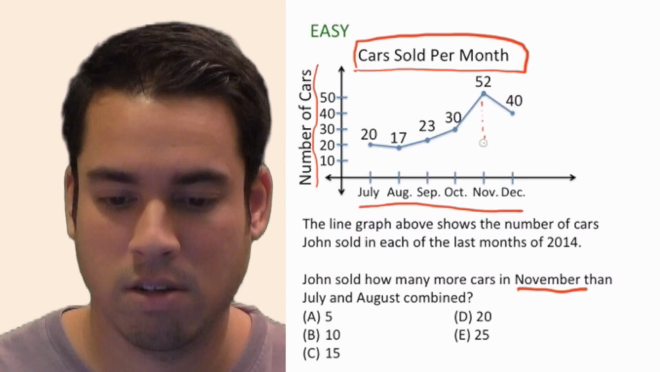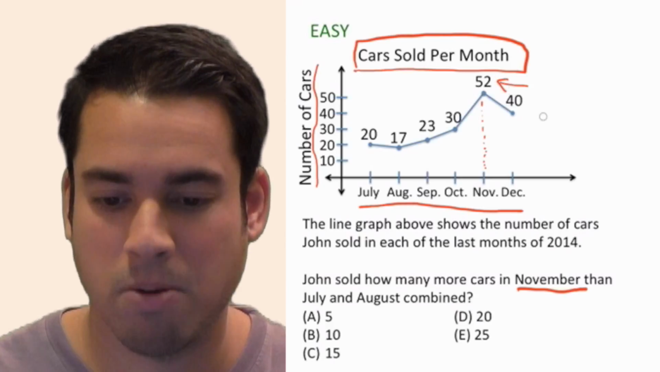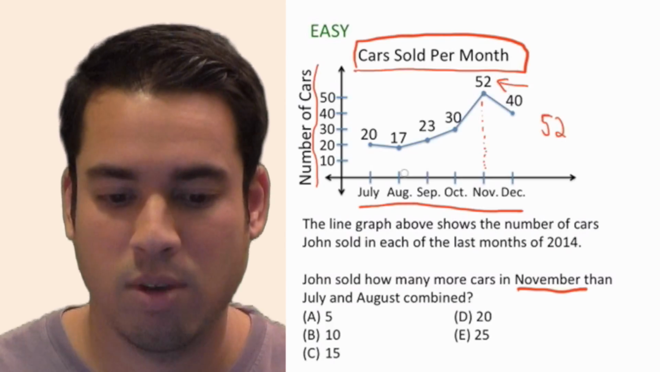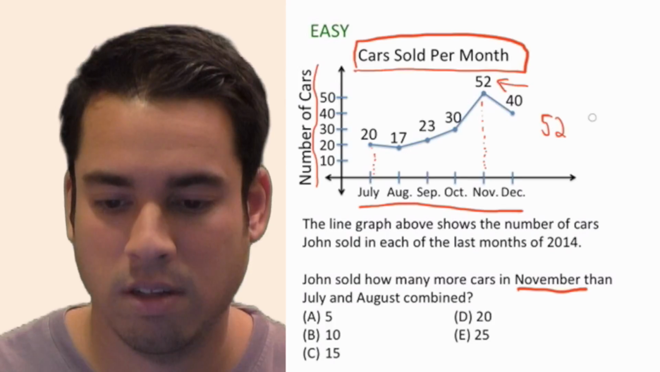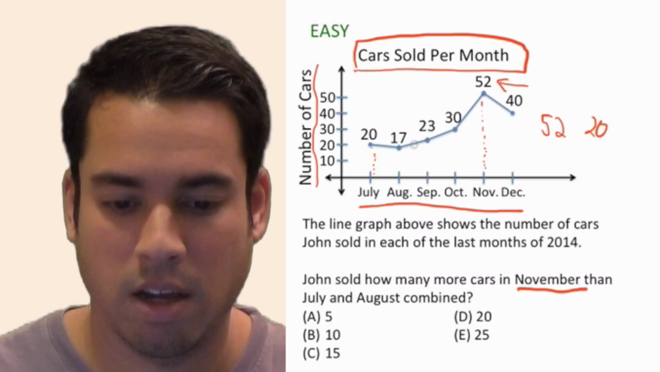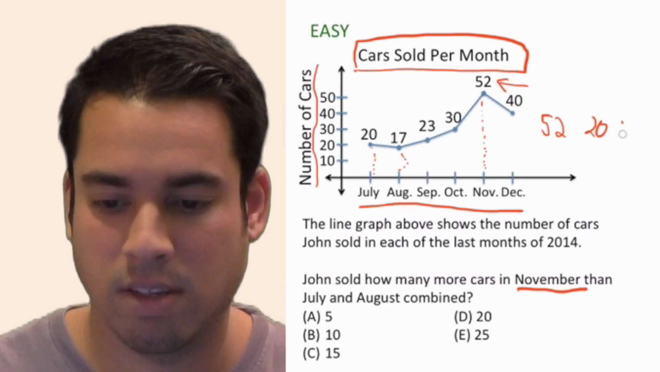So here we go right up here. November is kind of this line. So we've got right there 52 for November. And then for July and August, here is July, so that is 20. And here is August, so that's 17.